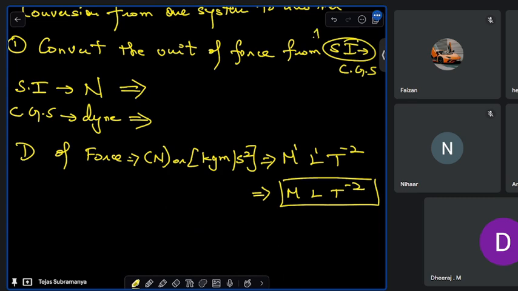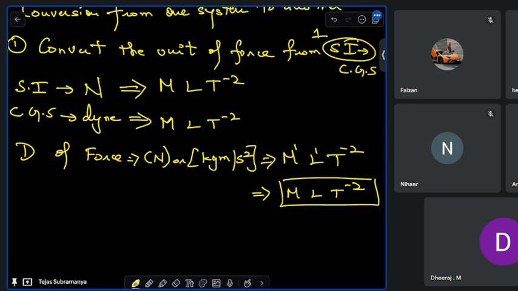So the number 1 belongs to SI. Number 2 belongs to CGS. This is important. Number 1 belongs to SI. By chance, if they ask me CGS to SI, then whatever came first will get the number 1. In this case, SI came first, so it gets number 1. So I'll blindly write the same thing, M L T to the power minus 2 and M L T to the power minus 2, the same on both places, because end of the day, both are forces only.